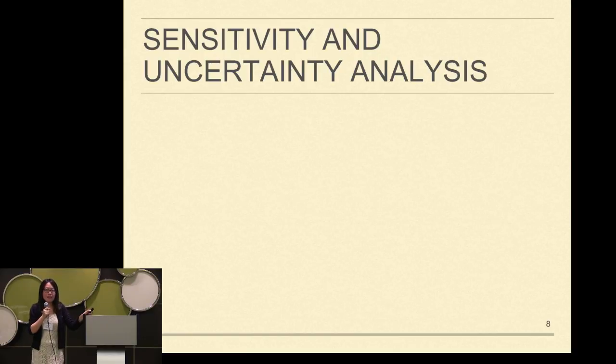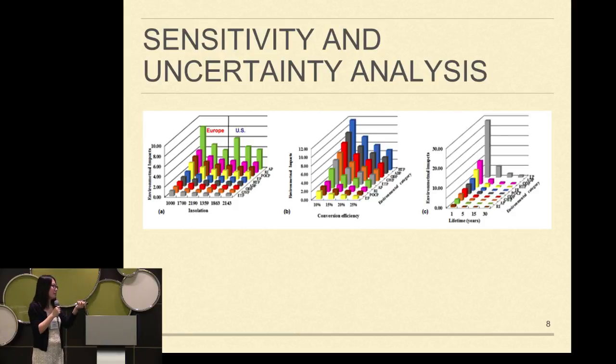Okay, so after the life cycle assessment, we did some sensitivity and uncertainty analysis. If you still remember, I talked about the functional unit at the very beginning. We defined our functional unit as 1 square centimeter, and we said the 1 square centimeter is interchangeable with 1 kilowatt hour. Some of you may wonder why we use the unit area instead of the electricity generated as the functional unit, since the solar cell generates electricity.